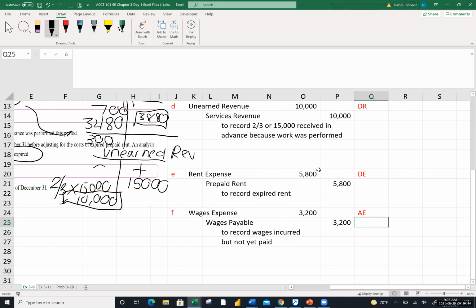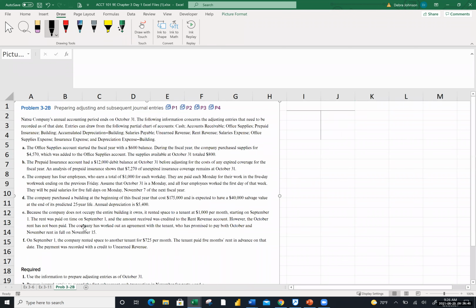Questions on that before we go try some brain twisters? Okay, then I'm going to drop to the last problem, the 3-2B.